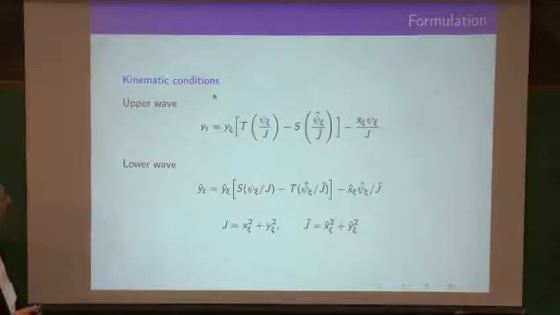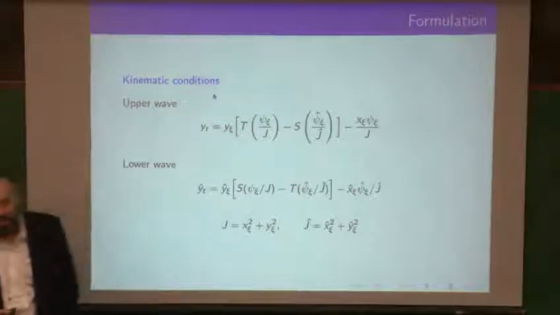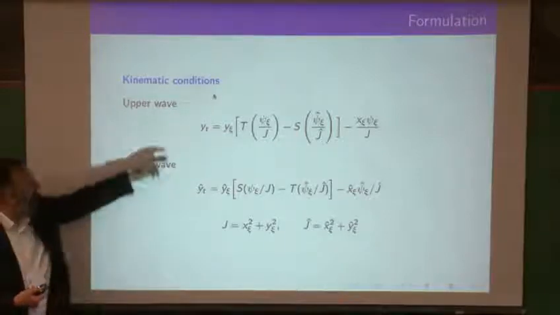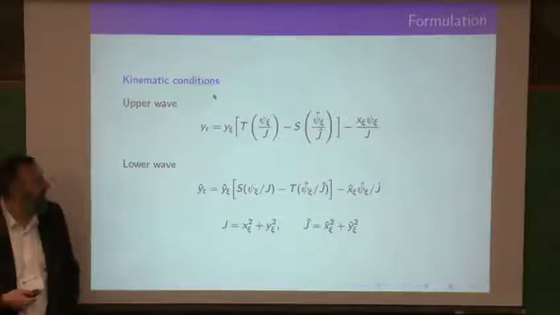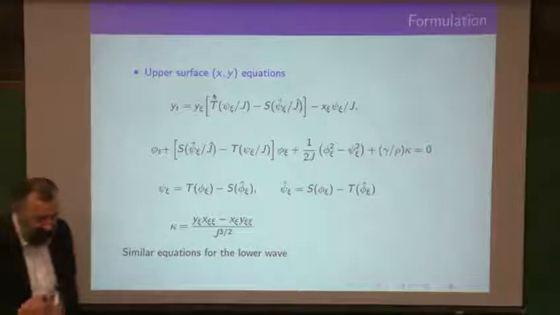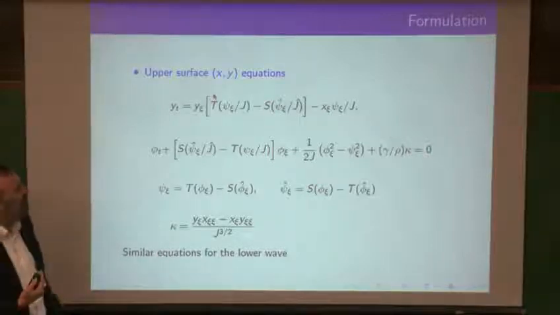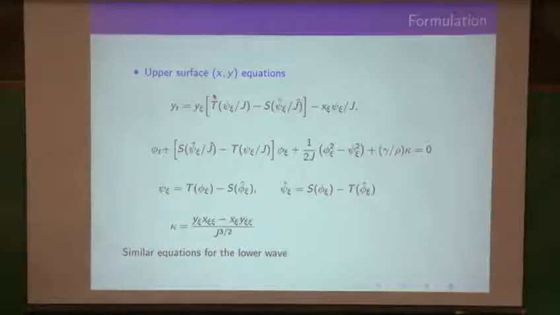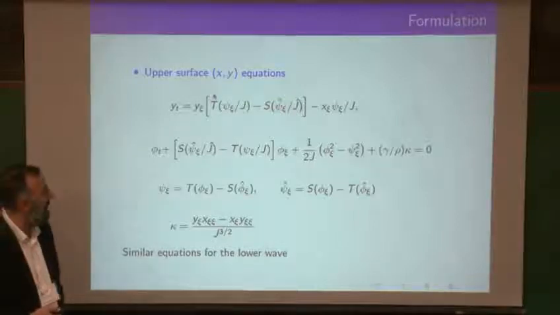So we have the kinematic condition. You can obtain this by looking at the function zt over z psi, where z is x plus i y, and assume this is analytic. And again, a similar one for the lower wave. So we can express x as a function of phi, and psi as a function of phi. So we have two equations on the free surface, on the upper surface, and another two for the lower one. And the unknowns will be y, phi, y hat, and phi hat.